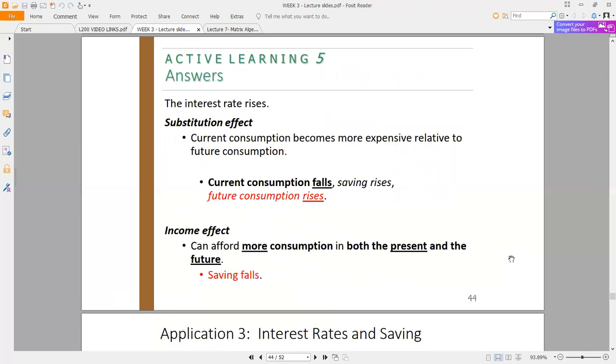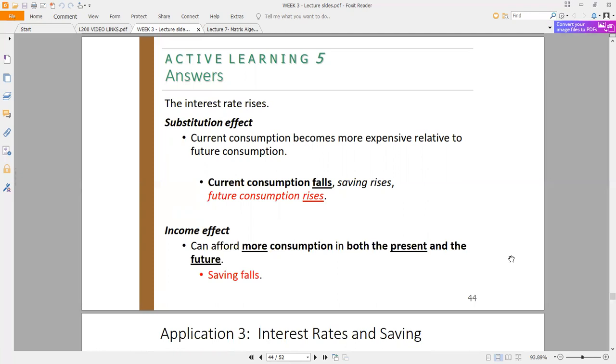So let's decompose this into substitution and income effect. Substitution effect is that we have two consumption: you can either consume now or consume later. Okay, and we are saying that the price of current consumption is the interest rate. So if there's an increase in interest rate, it means that current consumption has become more expensive relative to future consumption. So whenever there's an increase in interest rate, the substitution effect will cause current consumption to fall.